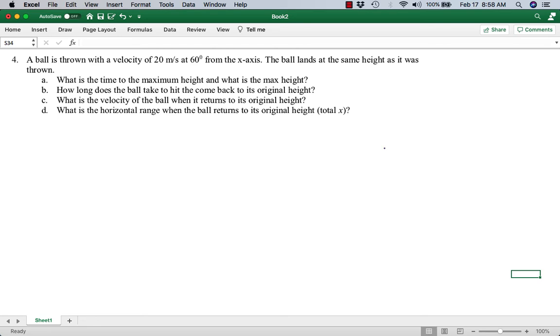Let's look at number 4 from worksheet 5. So on this problem, you're given this information. A ball is thrown with a velocity of 20 meters per second. So this initial velocity is 20 meters per second, and it's thrown at 60 degrees to the horizontal surface.